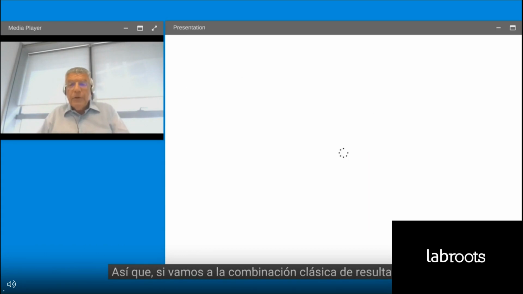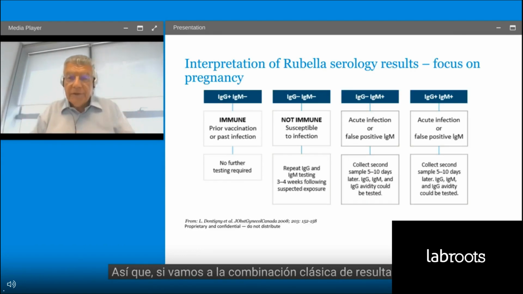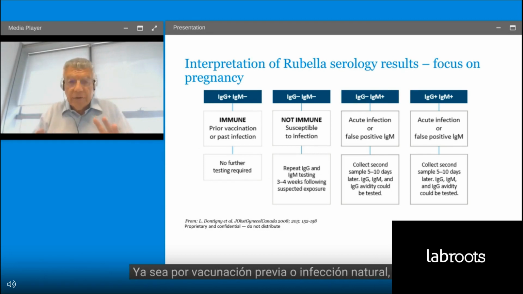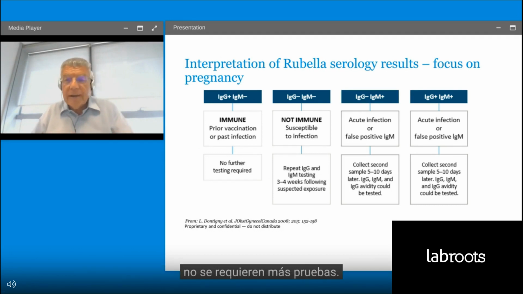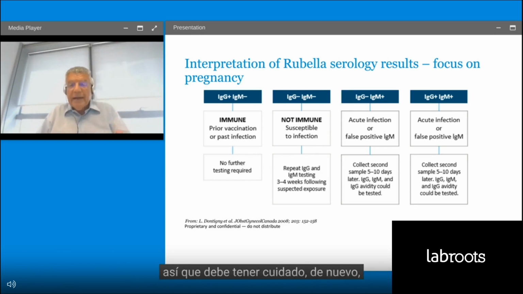So if we go to the classical combination of results for rubella testing in pregnancy or in general, if you have a positive IgG and a negative IgM, the classical definition is that this person is immune. So prior vaccination or natural infection, no further testing required. If IgM and IgG are negative, this is susceptible, so you should counsel in order to avoid getting infected during pregnancy and repeat following a suspected exposure.